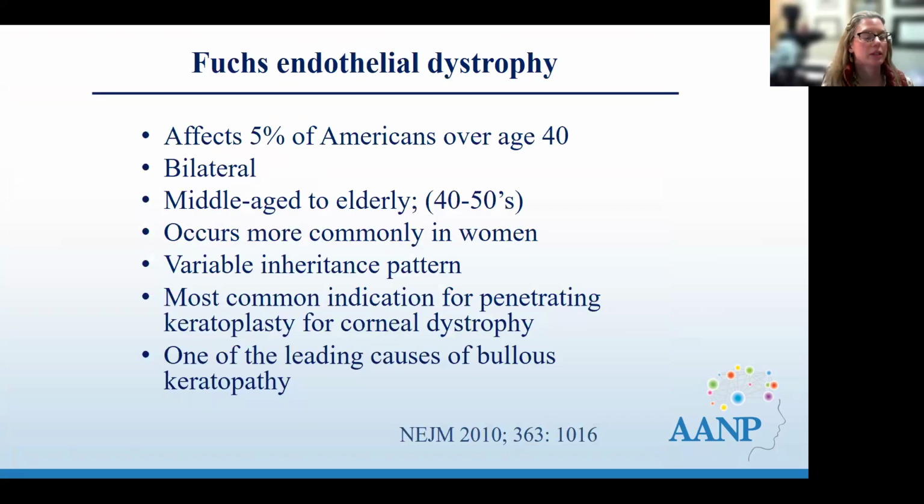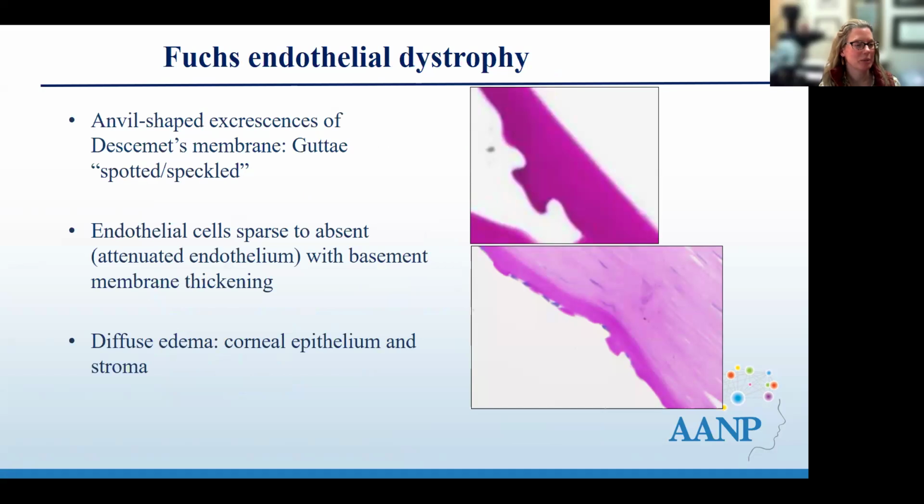Okay, so 5% of Americans over age 40, so you're going to see this as part of your practice, usually bilateral, usually middle-aged to elderly. More common in women, the inheritance pattern is variable. It's the most common indication for penetrating keratoplasty for a corneal dystrophy. And of course, there's a litany of corneal dystrophies that one can learn about, and I did not include those in this presentation. So this is the most common one of those, and it's a leading cause of bullous keratopathy. So something that you're going to see every day as a part of ophthalmic pathology. And again, those guttae are anvil shaped, the endothelial cells are sparse, and there's the diffuse corneal edema that you see when you have a penetrating keratoplasty.